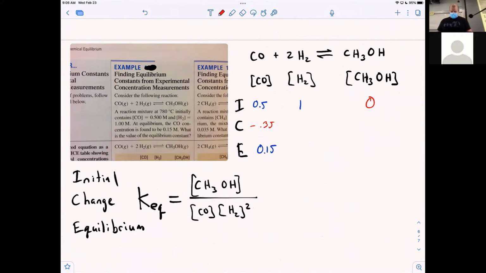So what does that mean? I can infer more. The hydrogen starts off with 1, and there's a 2 here, so hydrogen is going to lose 0.7, right? Because hydrogen is consumed twice as fast, and reactants are consumed while products are generated. For every 1 part of reaction going forward, we gain 1 part of methanol. So methanol is going to gain 0.35. Does everybody see my logic so far?